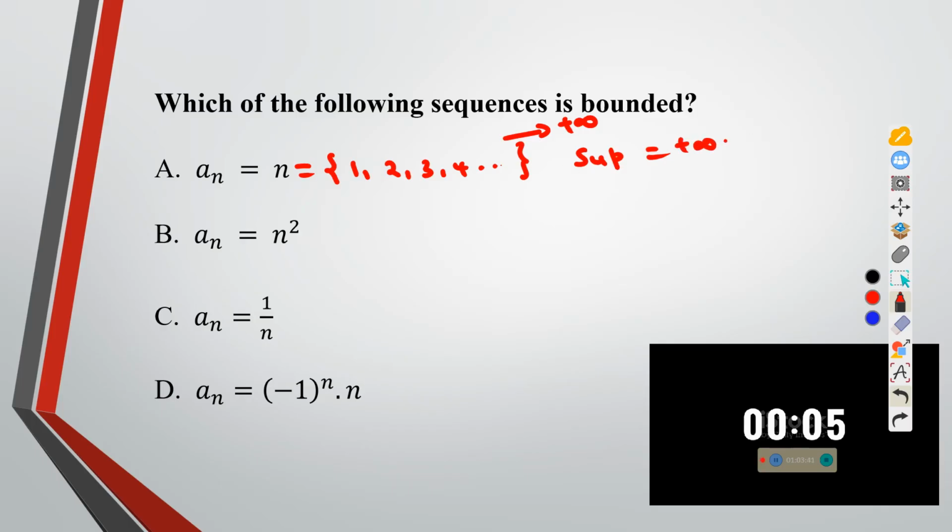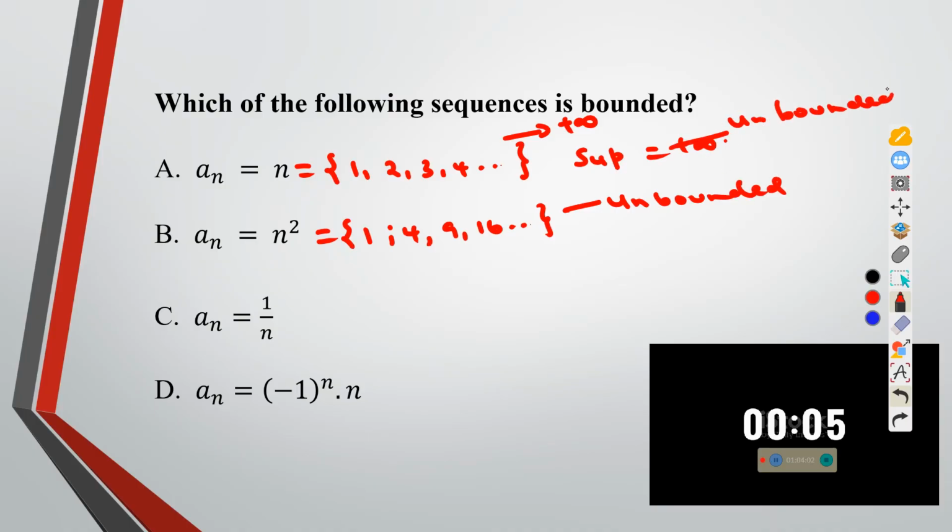So it continues. This is 1, this is 4, this is 9, this is 16, and so on. So this one grows faster, so this is unbounded above. Here it is also unbounded above, because it keeps on growing bigger and bigger. So this is unbounded above as well.